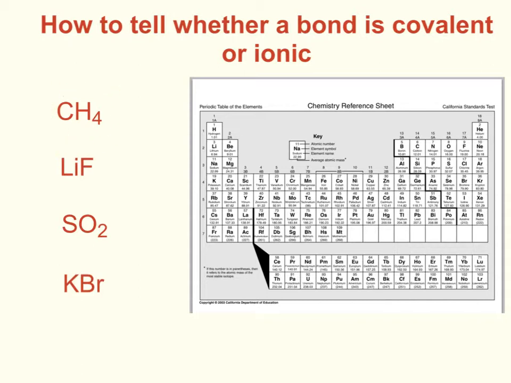So in the first example, I see CH4. Carbon is a nonmetal, and hydrogen, while it's on the left side of the periodic table, is also a nonmetal. So since carbon and hydrogen are both nonmetals, this would be a covalent bond. I'm going to show you that by just writing the letter C to save time. Lithium and fluorine, if we look at the periodic table, lithium is over here on the metal side and fluorine is over here on the nonmetal side. So since lithium is a metal and fluorine is a nonmetal, the bond will be an ionic bond.